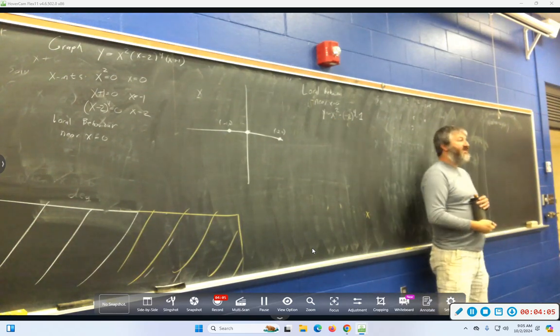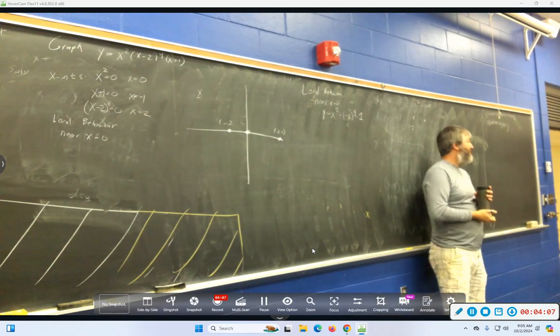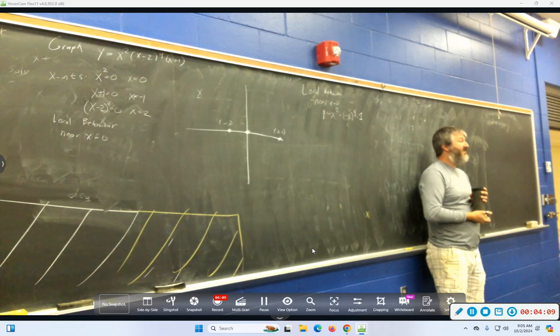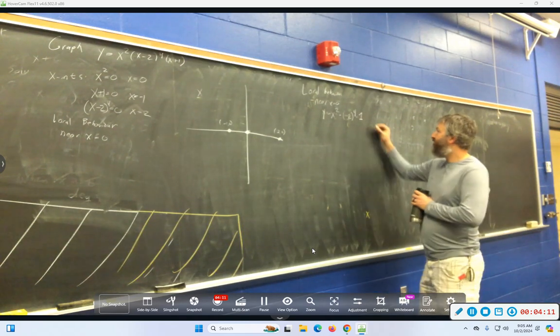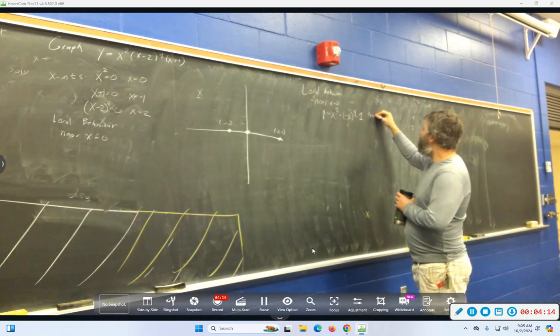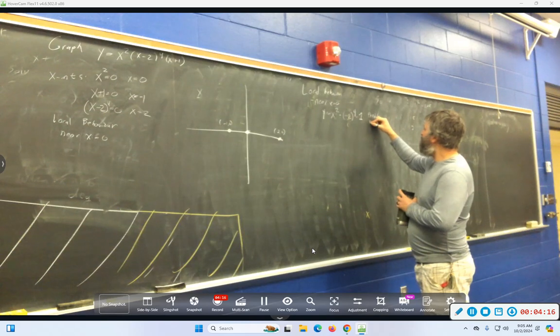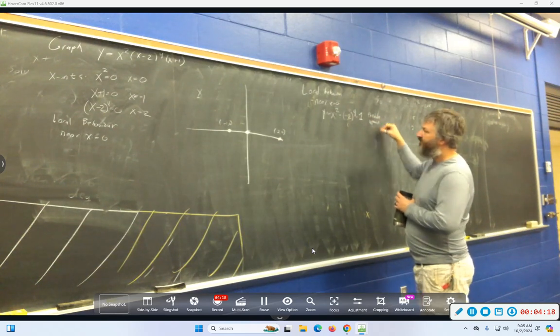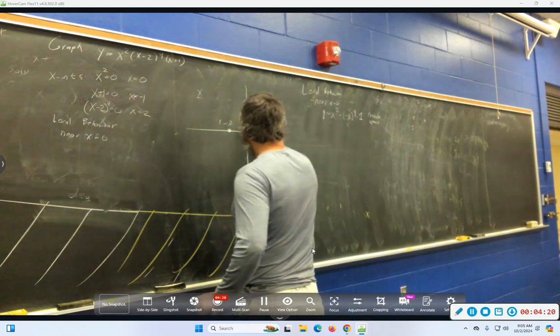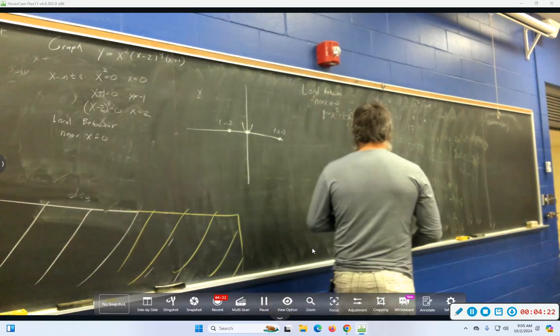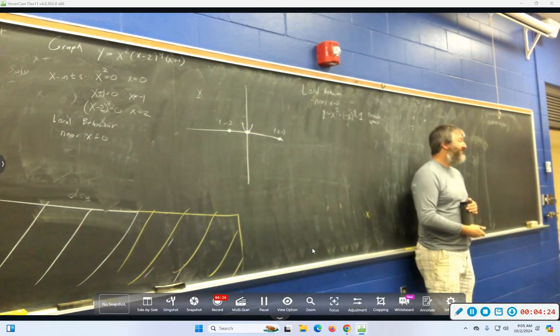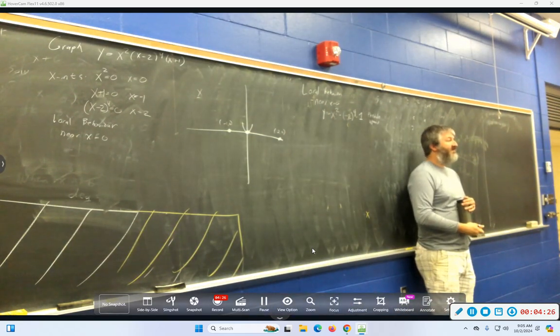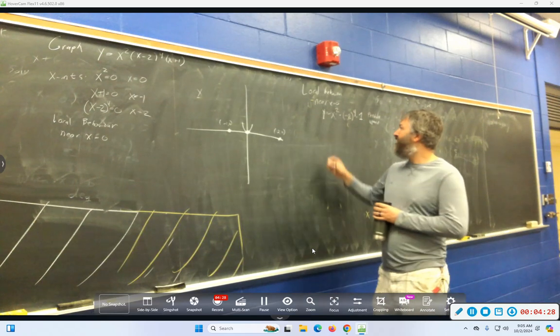Upward opening or downward? Upward. The only negative is in something to the 4th power. So near 0, near the origin, I should see an upward opening parabola. So far, so good. All right, let's carry on.